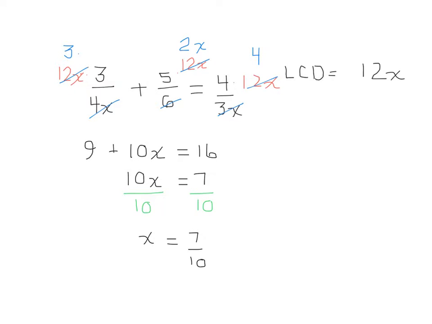If we substitute 7 over 10, or 0.7, in for every x in the original equation, we'll find that the two sides of the equal sign come out equal to one another.